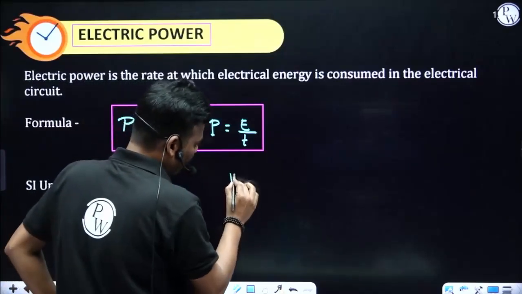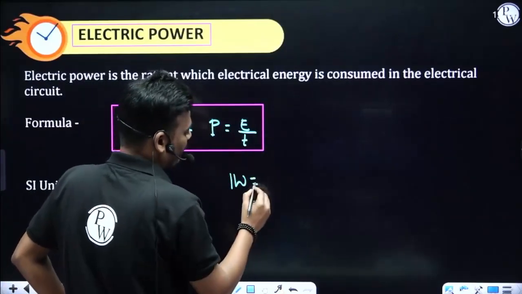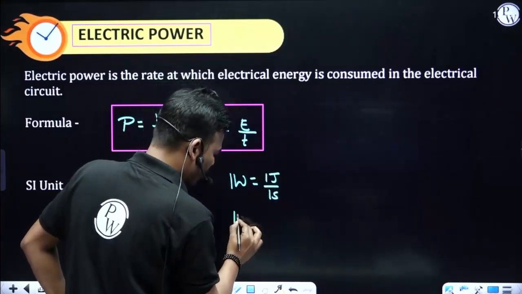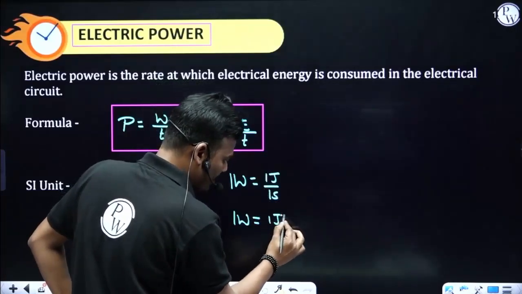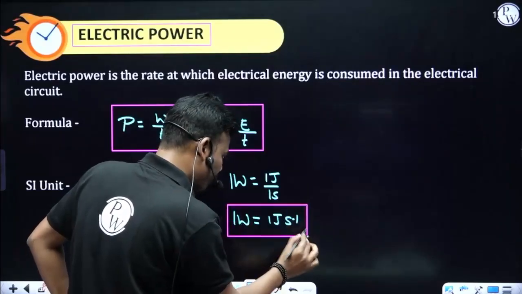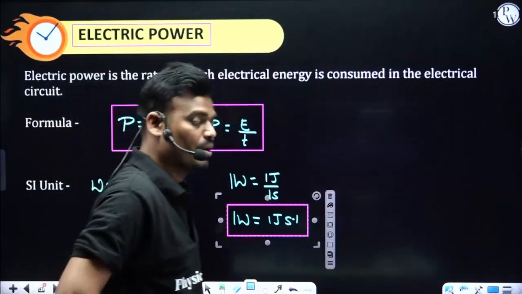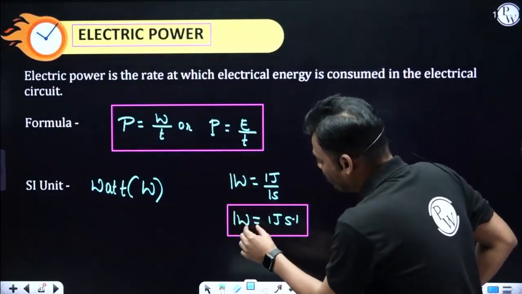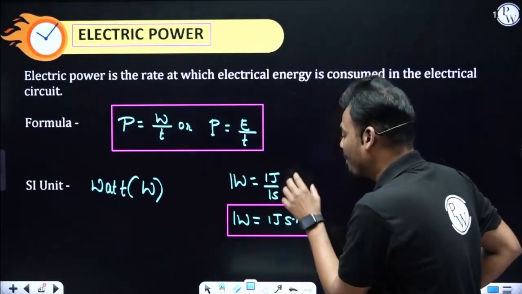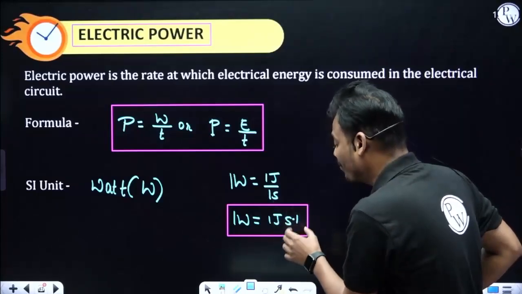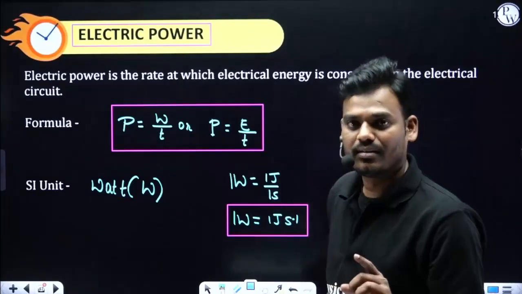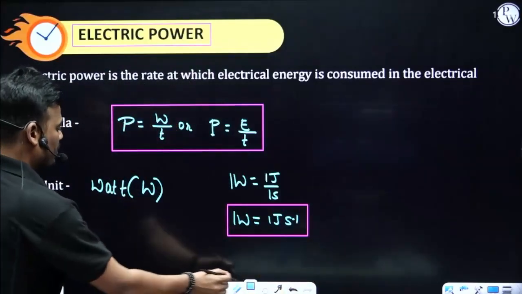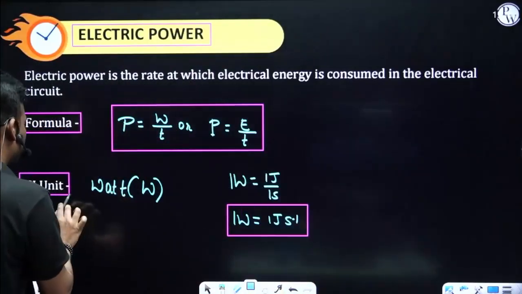So 1 watt is equal to, what is the unit of energy? That is 1 joule. Unit of time, 1 second. So 1 watt is nothing but 1 joule per second. How to define this 1 watt? The power is said to be 1 watt when an electrical appliance consumes 1 joule of electrical energy in 1 second. This is how you can define it. Now this is the mathematical formula and this is the SI unit.